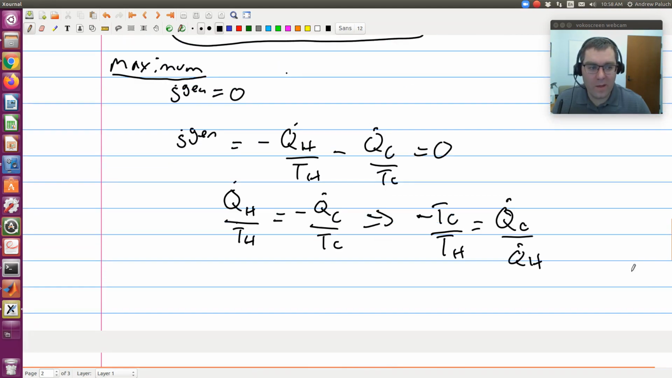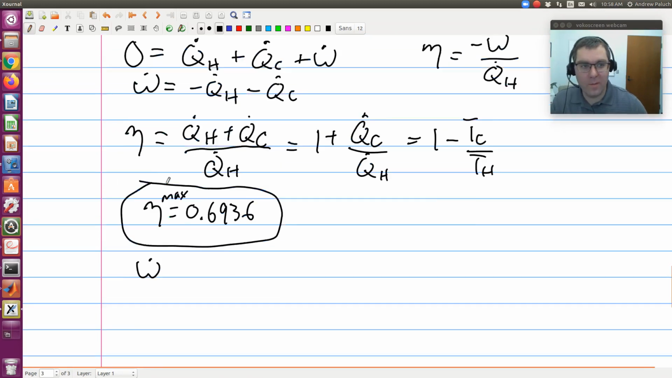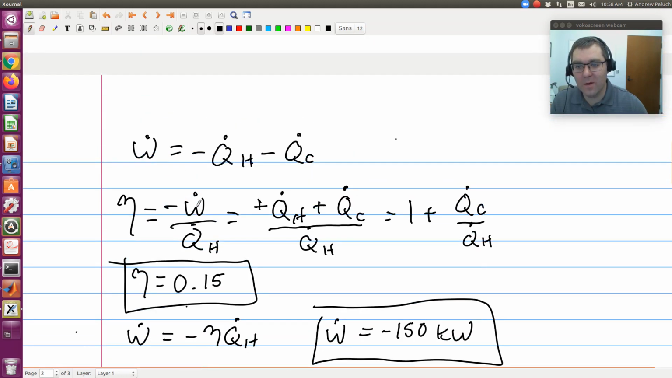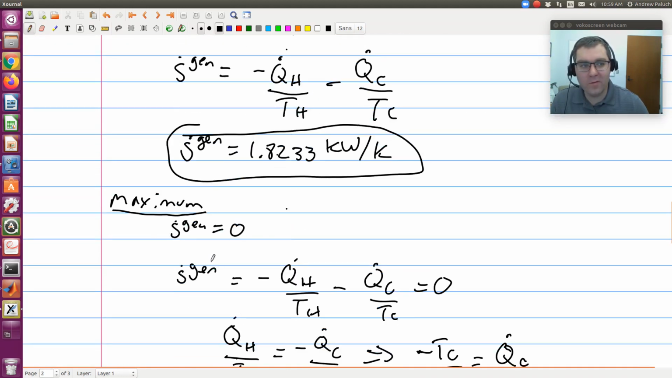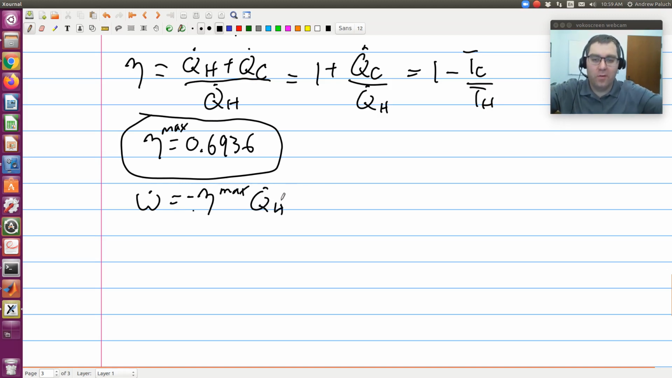Well, in order to find that maximum possible, if that's eta max, and I go back to my definition of efficiency, what I'm going to get is that W dot max, if I come back up here, will be negative eta times Q dot H. So it tells me, what's the max? The energy that I'm putting in the form of heat, what's the most that I can get out as work? So it'd be calculated as such.